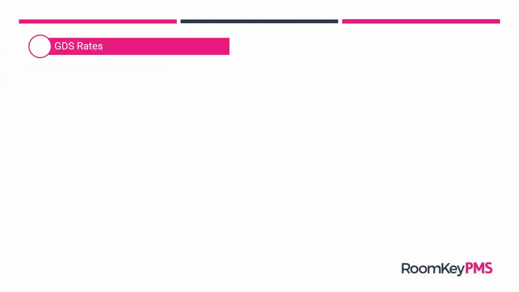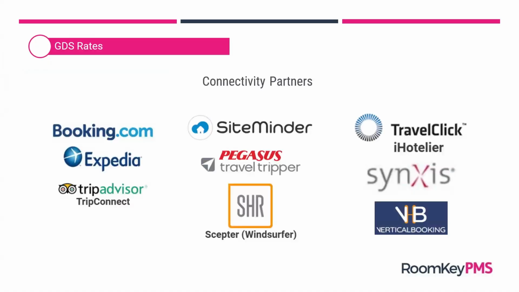Now, moving on in our presentation, I also wanted to take a few more minutes to talk about some GDS rates. Just a reminder, GDS refers to any of our connectivity partners. These could be any third-party websites like Booking.com, Expedia. They can be any channel managers like SiteMinder, or larger enhanced platforms like TravelClick, iHotelier, Synexis, and Vertical Booking. In this case, these are third-party websites or portals or platforms that are distributing your rates out beyond just your hotel website or hotel direct distribution channels.